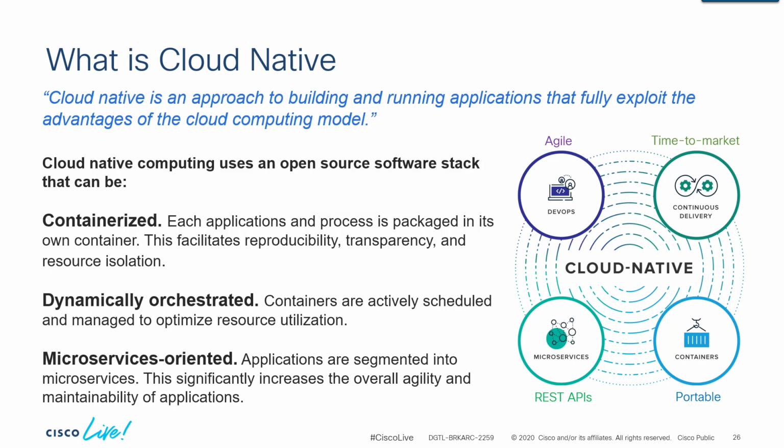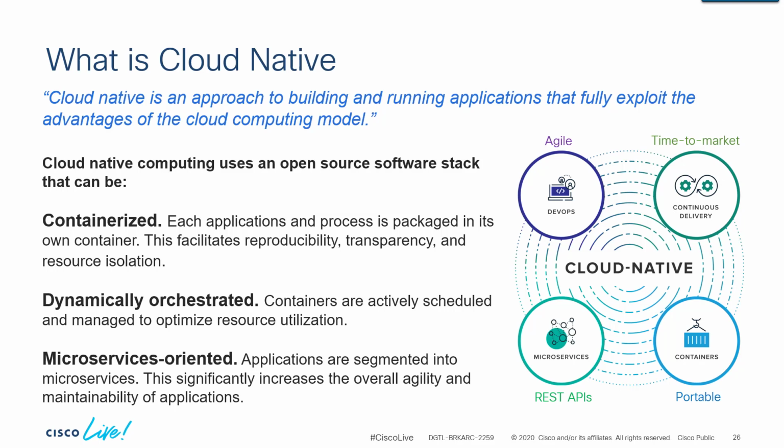Well, first of all, applications in the cloud platform are containerized. Each application and process is packaged in its own container. This allows you to run these applications on a range of different platforms very simply. Secondly, dynamically orchestrated. Containers can be actively scheduled and managed to optimize resource utilization. So you're going to see things like chaos monkeys flying around, killing containers on purpose, having things spun up, or the elastic capacity of containers to be able to spin them up based on demand. So containers in a cloud-native environment can be dynamically orchestrated.